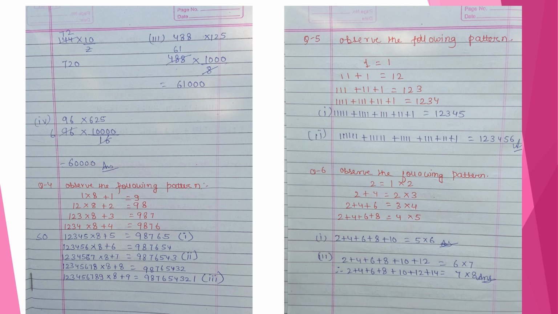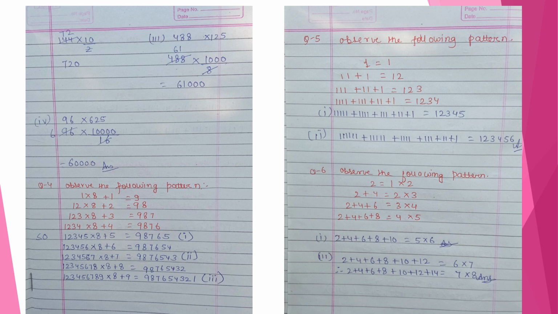9, 8, then 9, 8, 7, then 9, 8, 7, 6. So we'll get 9, 8, 7, 6, 5. Then 9, 8, 7, 6, 5, 4. Then 9, 8, 7, 6, 5, 4, 3. Then 9, 8, 7, 6, 5, 4, 3, 2. And 9, 8, 7, 6, 5, 4, 3, 2, 1. Okay.